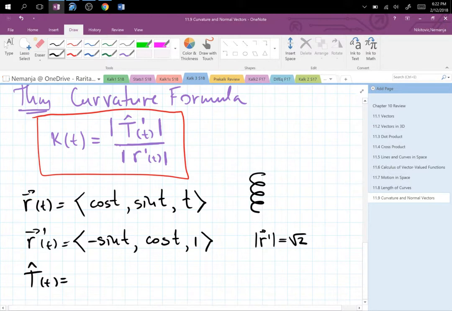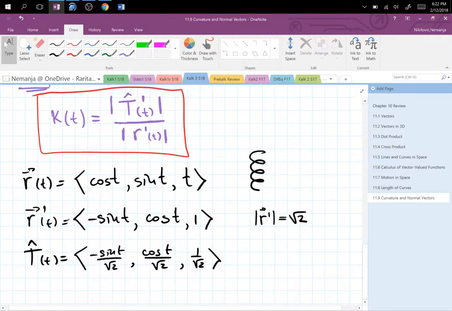You add those two, you get 1. And then you have this one, so 1 plus 1 is 2. So we have a square root of 2. So what do we have? We have our vector T to be negative sine t divided by root 2, cosine t divided by root 2, and then 1 over root 2. Now you can go and rationalize all of this for T, but yeah, let's just keep going.